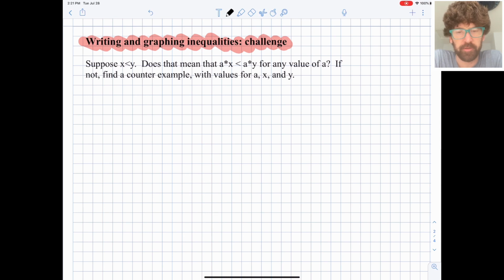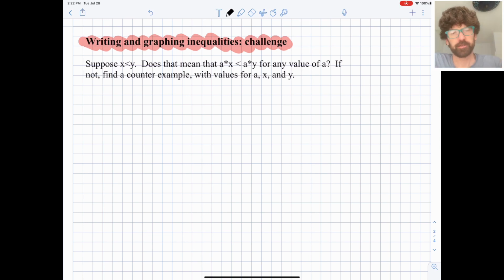Okay, so we're multiplying both sides by a. It kind of connects back to solving equations. I think we multiplied both sides by a number. And so does that keep our inequality true? If not, find a counterexample with values for a, x, and y.